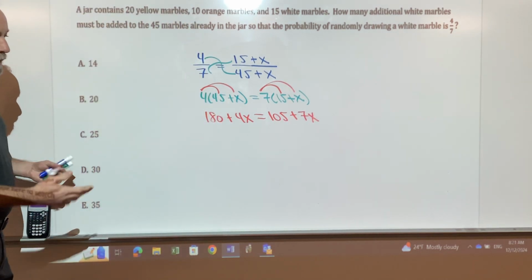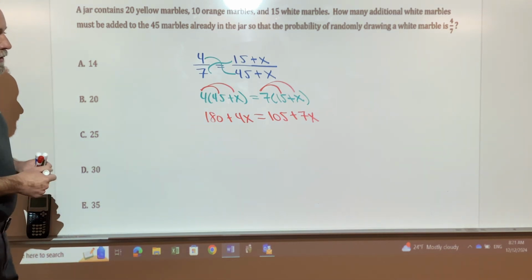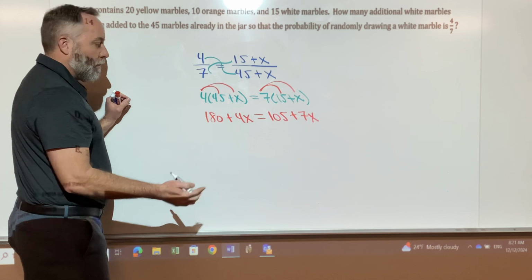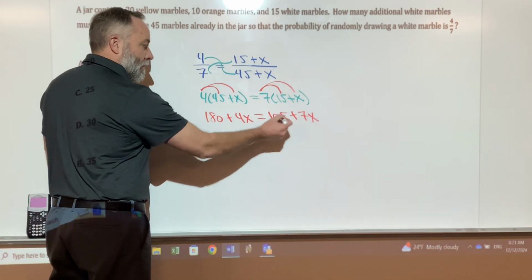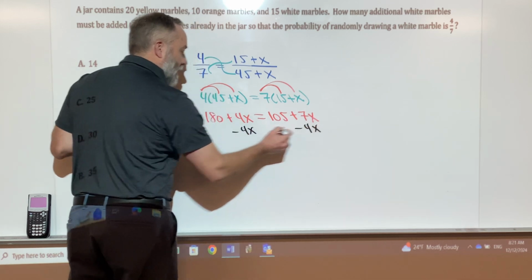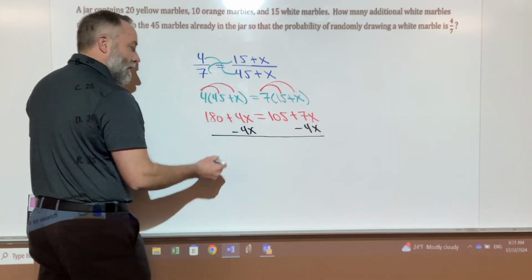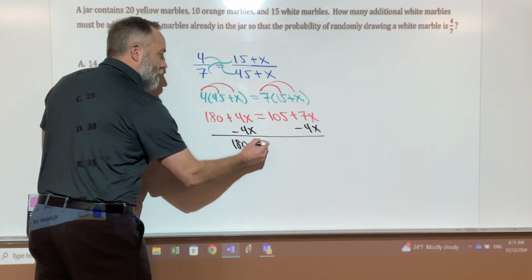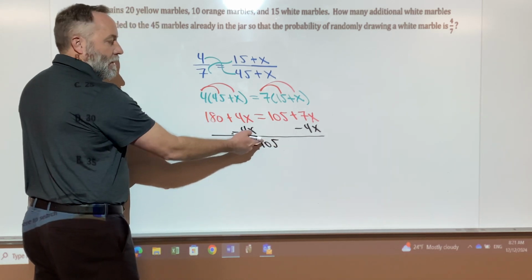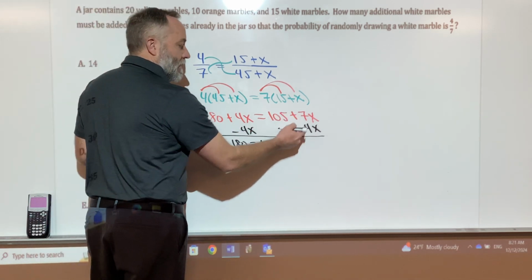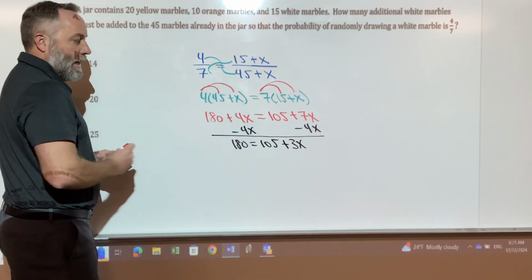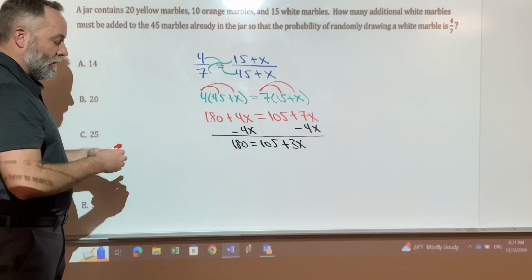Okay, we have options for what we can do at this point, but usually it's nice to make the move that makes or keeps your variable positive. So I see my variable's x. I'm going to subtract 4x from both sides to keep my variable positive. Again, that's not necessary, but it is convenient most of the time. So 180 on the left side is equal to 105 plus, 7x minus 4x is 3x. We're trying to solve for x because that's going to tell us how many white marbles we need.